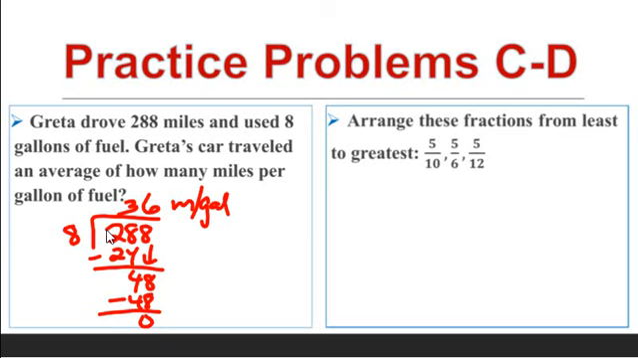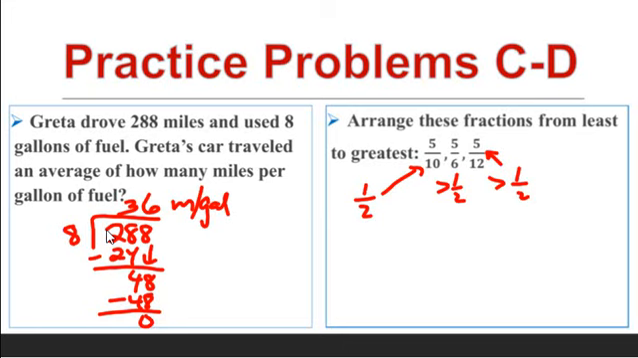We could first off change them, or just think about them. Instead of changing them, 5/10 is half. So 5/10 is half. 5/6 is more than half, so it's greater than half. And 5/12 is less than half.